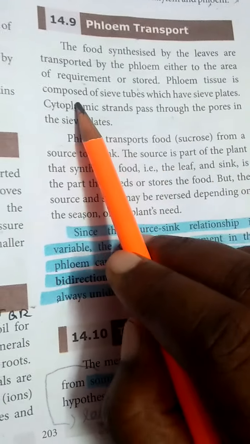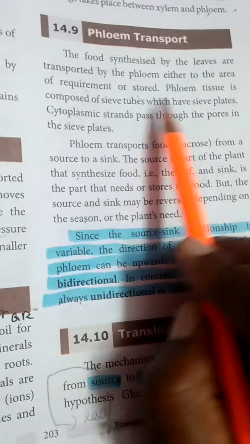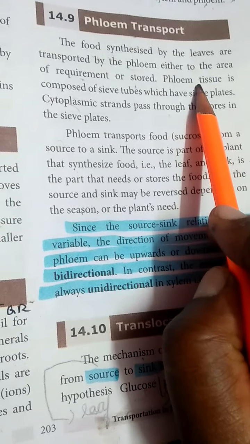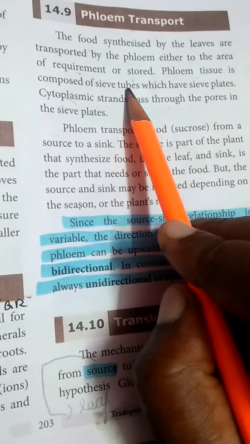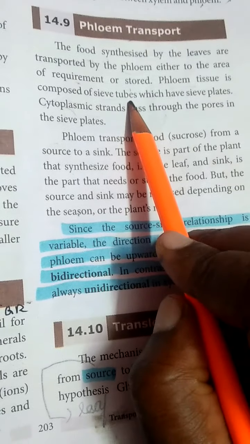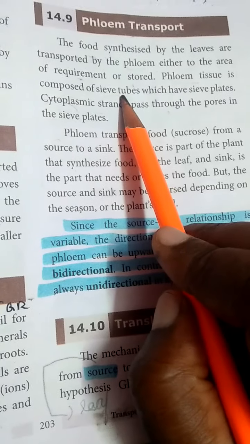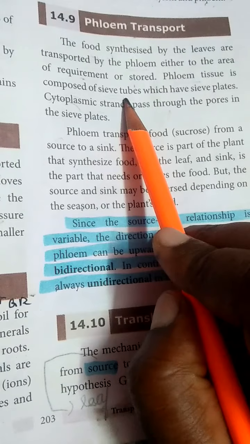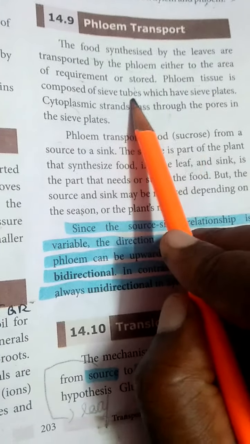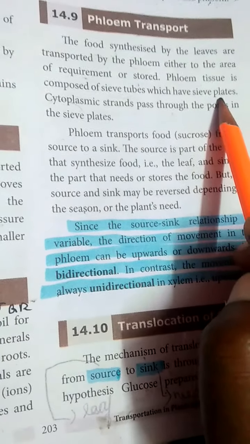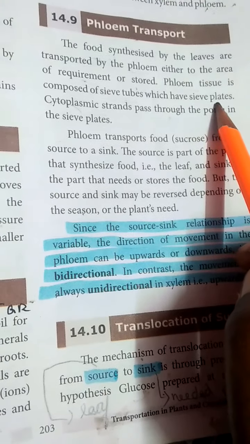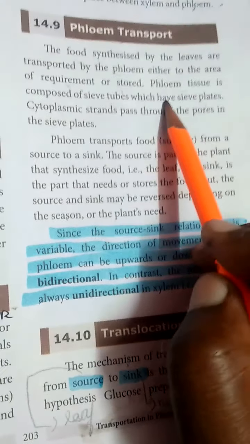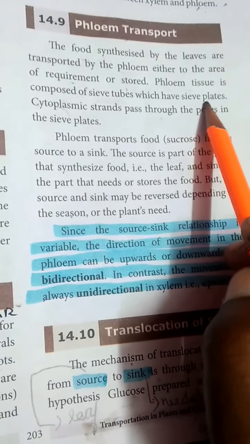So the phloem tissue is composed of sieve tubes. As we know, phloem is a complex tissue. This phloem is made up of 4 types of cells. One among them is the sieve tubes, and these sieve tubes are meant for the conduction of food in the plant. They are meant for the transportation of food. These sieve tubes have sieve plates. Sieve plates means they have small pores in them. You can compare it with the filters we use at home.